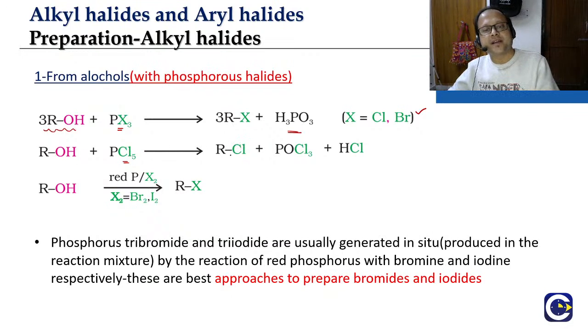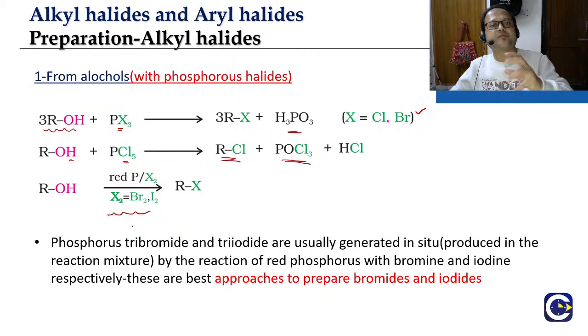One chlorine is transferred here, and the chlorine is used up by hydrogen, and then you have got POCl3, right? But if you want good results with PBr3 and PI3, then you have to use them with red phosphorus, because then they will be formed in situ. In situ means during the reaction only it will be formed, and a similar reaction will take place over here. So this is a good method for both bromides and iodides, right?